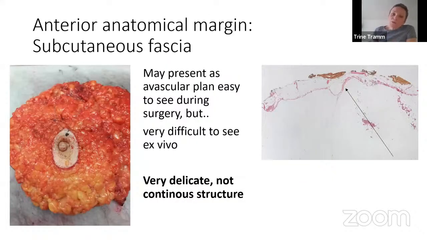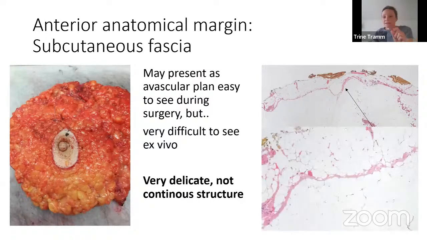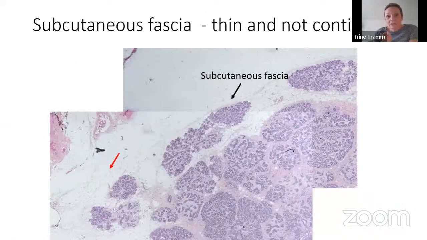And when you, as surgeons, do a subcutaneous mastectomy, it may be very easy to see the subcutaneous fascia, but it is actually a very delicate and not continuous structure. To the right here, you see that this very thin line is less than 1/3 of a lipocyte. So it's a really thin structure. And here you see that it's not continuous. It comes from here and it thins, and here it disappears.